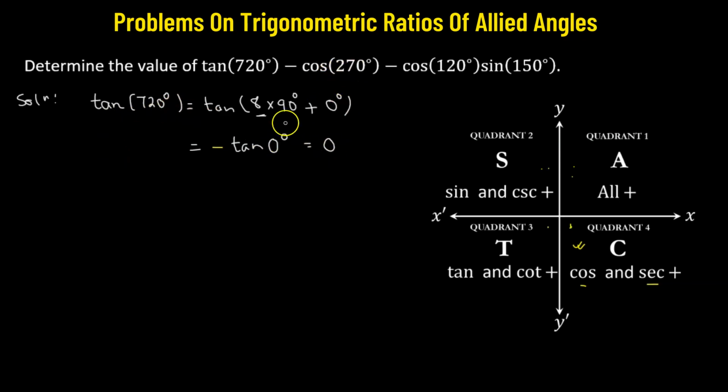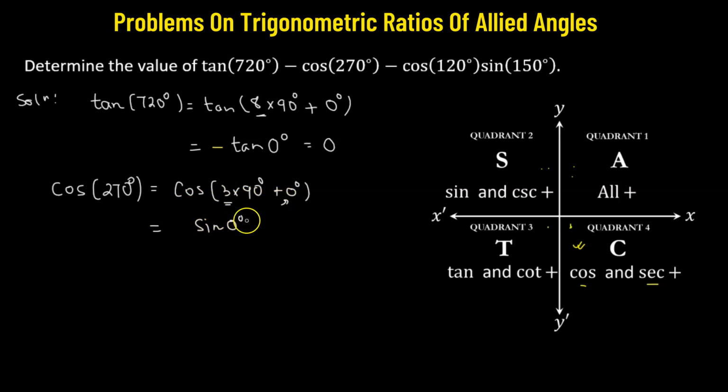Let's find out the value of cosine 270 degrees. So cosine of 270 degrees will be equal to cosine of 3 times 90 degrees, but we're going to add 0 degrees to it. 3 times 90 corresponds to 270, and here we have an odd multiple of 90 degrees. Whenever we have an odd multiple, cosine must change to sine. So we have sine, and the angle will be 0 degrees.